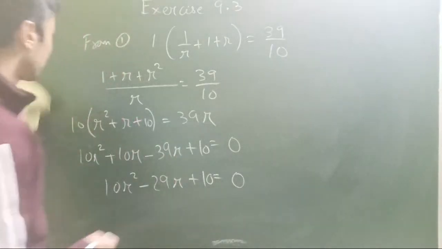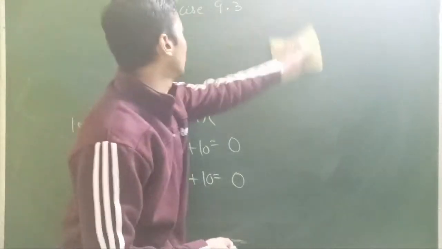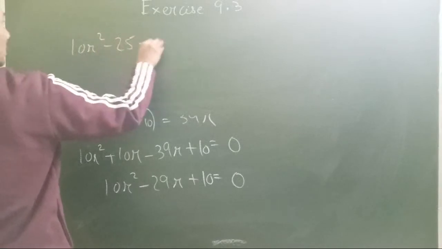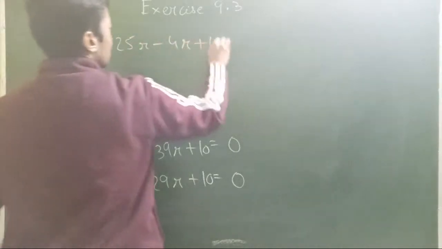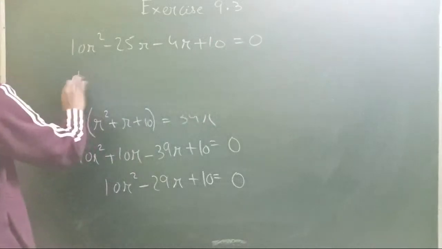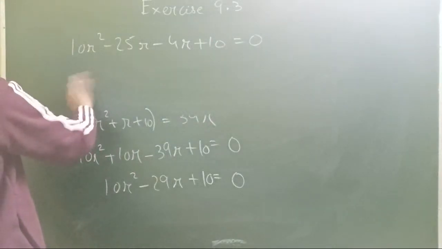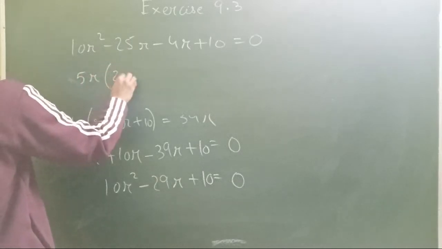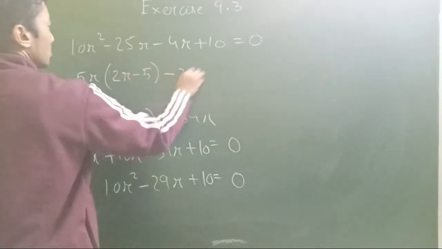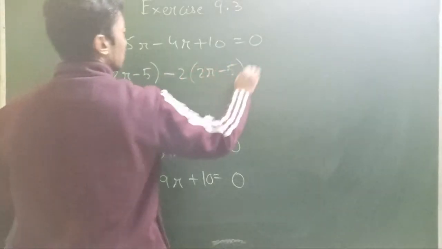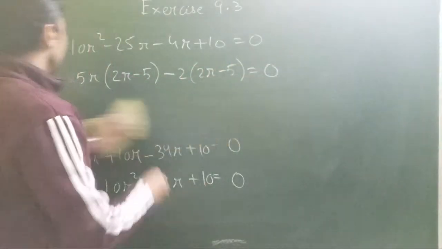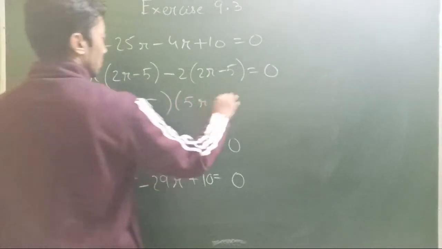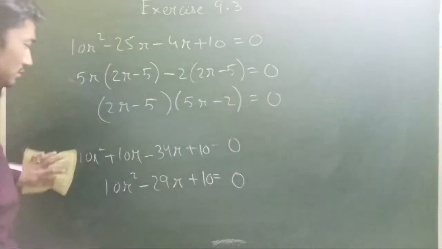So we can make use of that. 25 fours are 100. So that will be 10r square minus 25r minus 4r plus 10 is equal to 0. So let us just simplify this. 5r, so 5 2s are 10, minus 5 minus 2. 2r minus 5 into 5r minus 2 is equal to 0.